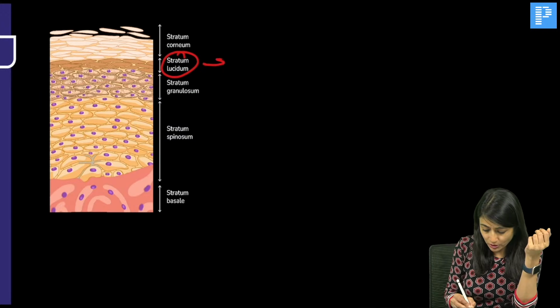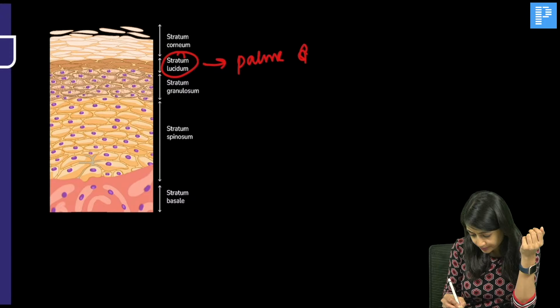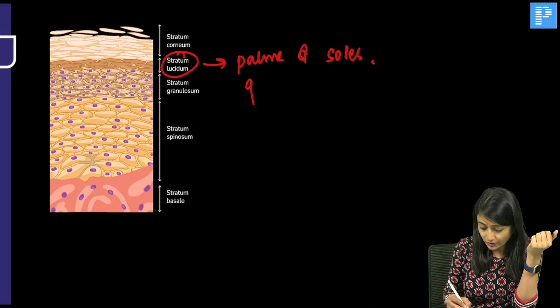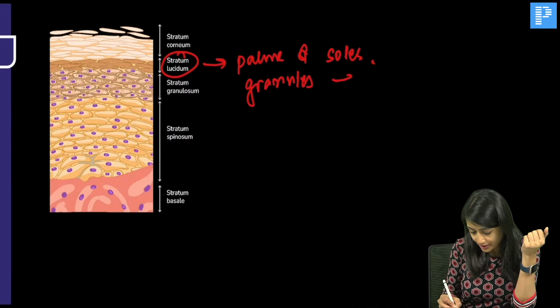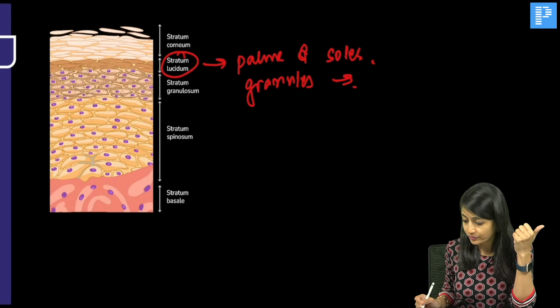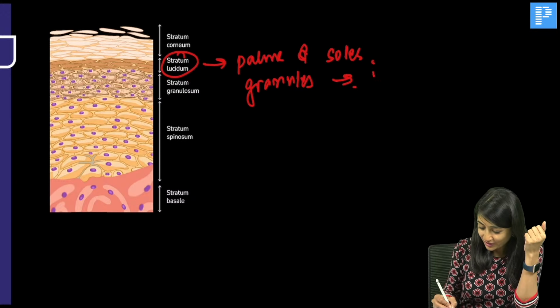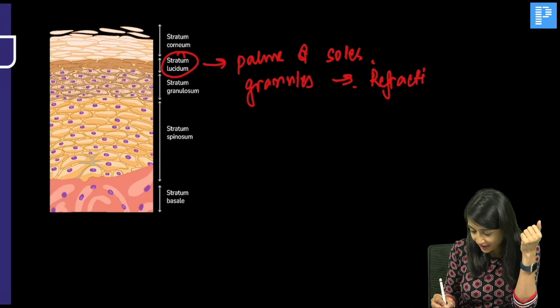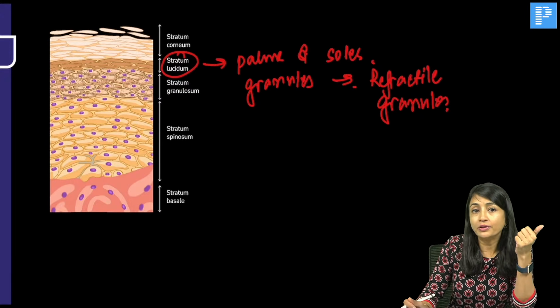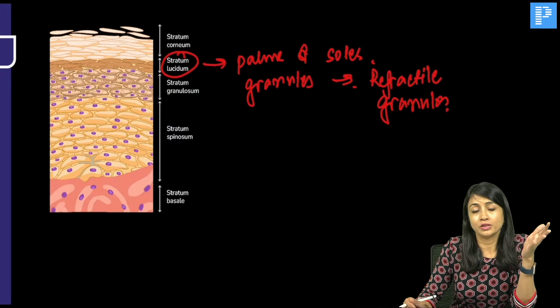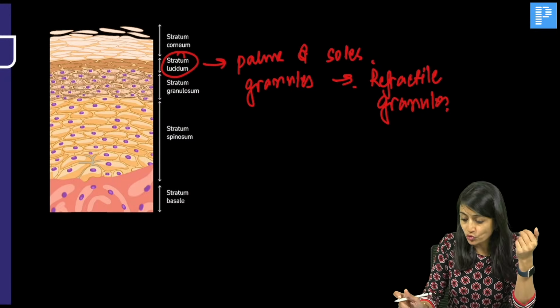So stratum lucidum is the one which is present in palms and soles, and it is also called the clear cell layer because of the presence of some granules which are called refractile granules of eleidin. Next question, in which layer of epidermis do you microscopically see the desmosomes most?